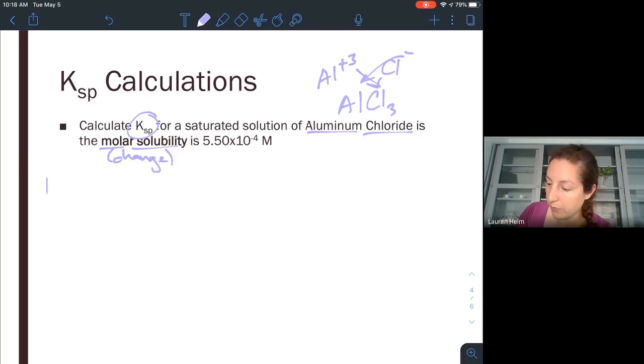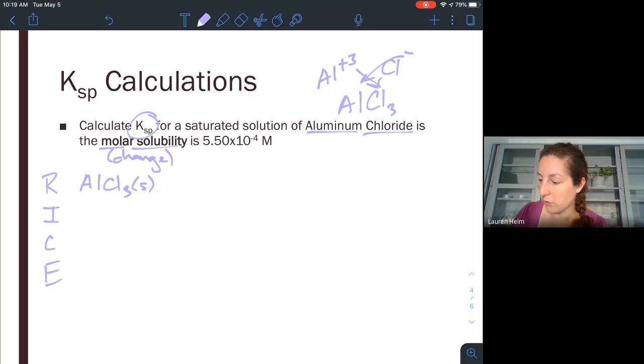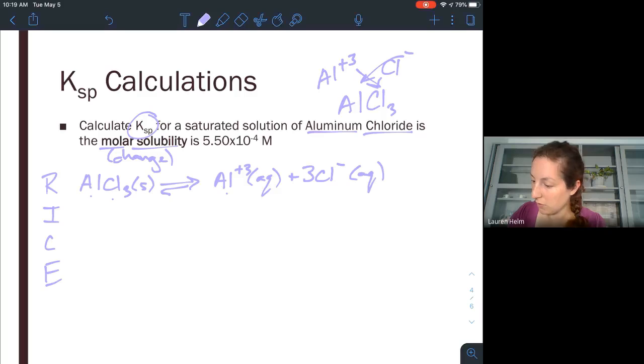So we're going to do a RICE table: reaction, initial concentrations, change in concentration, and equilibrium concentration. Our reaction follows that pattern we saw on the last slide. Our solid aluminum chloride is in a reversible reaction with its cation, aluminum, and chloride. And we need to make sure we balance this: 1 aluminum, 3 chlorines, 3 chlorines.